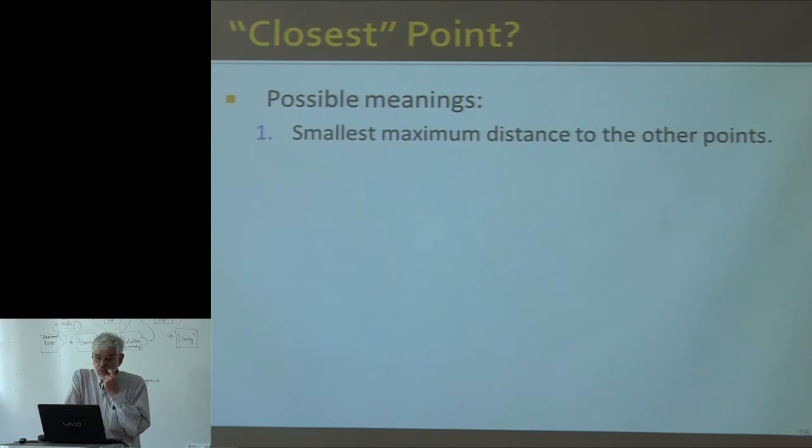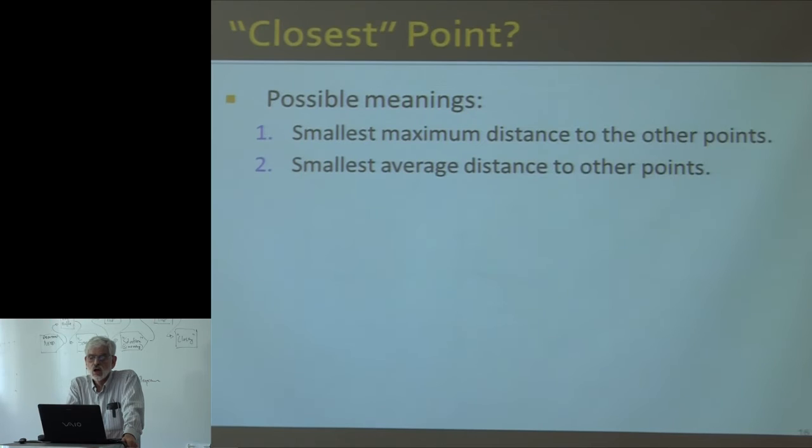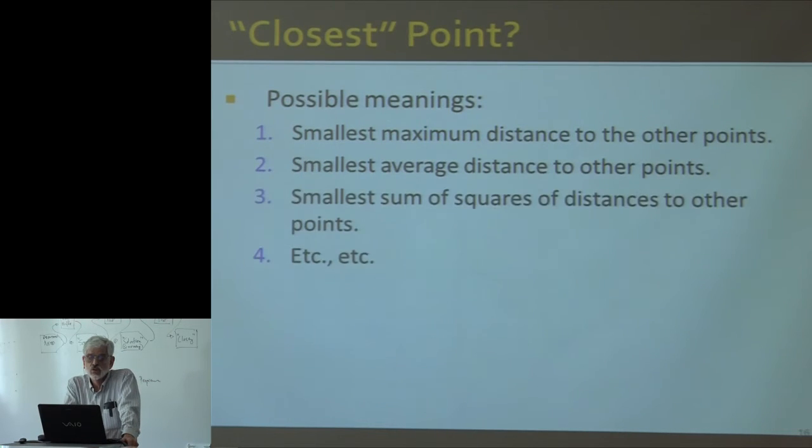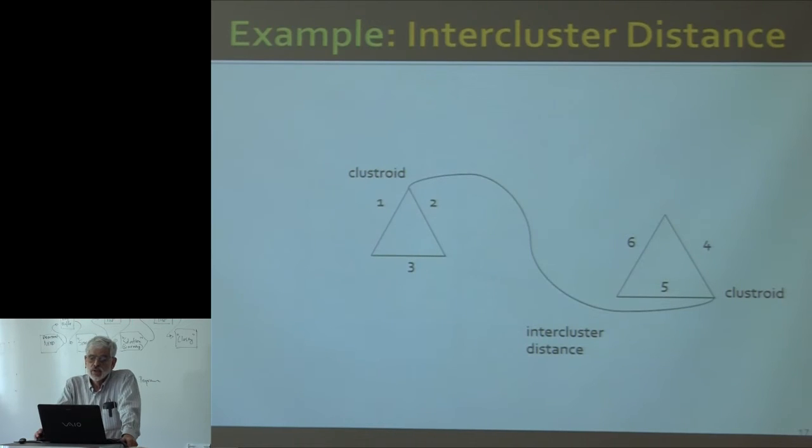One way you could define closest point would be the minimum of the maximum distance, or the minimum average distance to the other points, or the minimum sum of squares of distances, and you can come up with any number of other definitions of what closest means. Here's a simple example where, fortunately, it doesn't matter what I mean by closest.